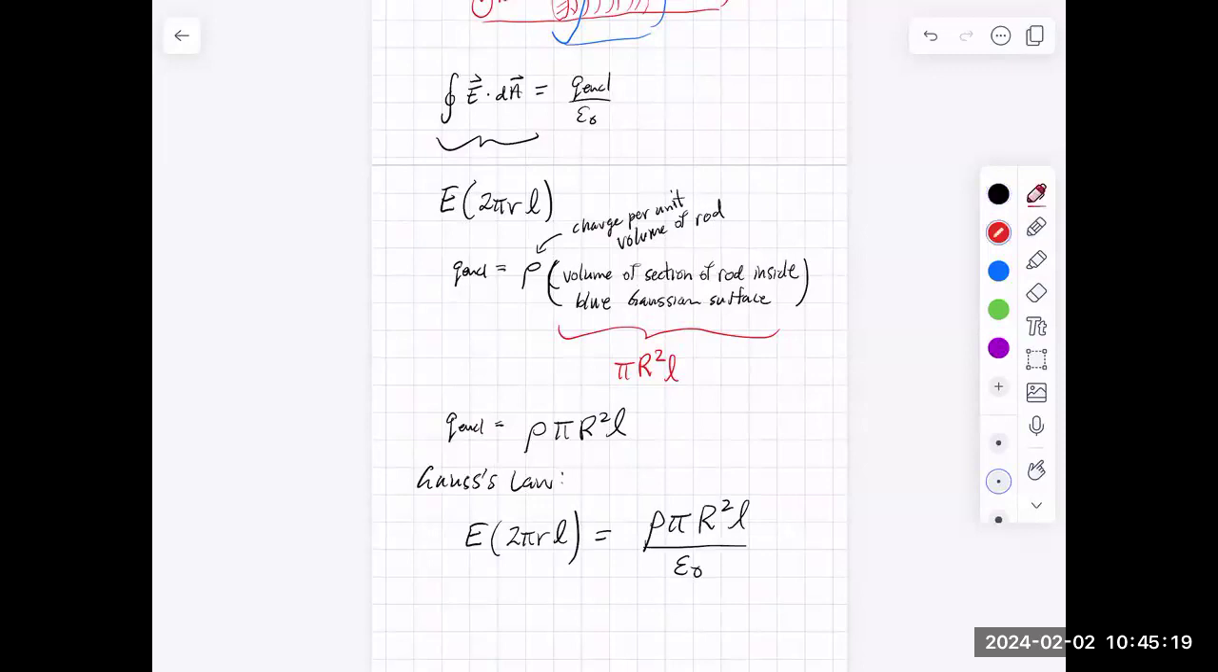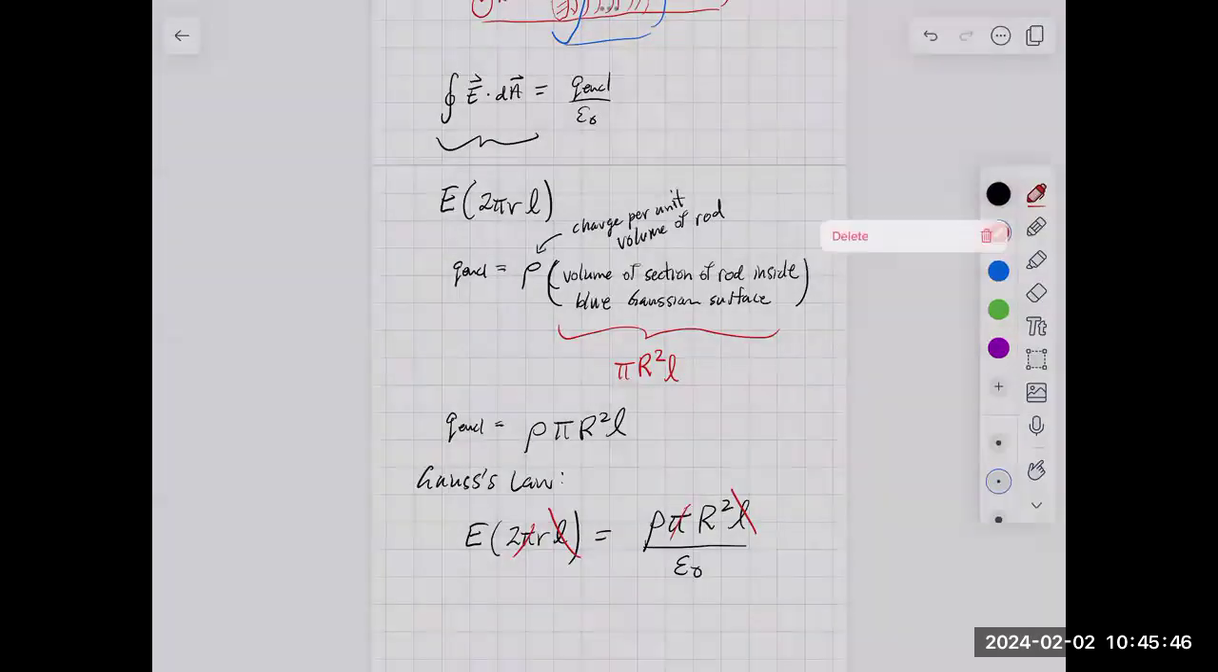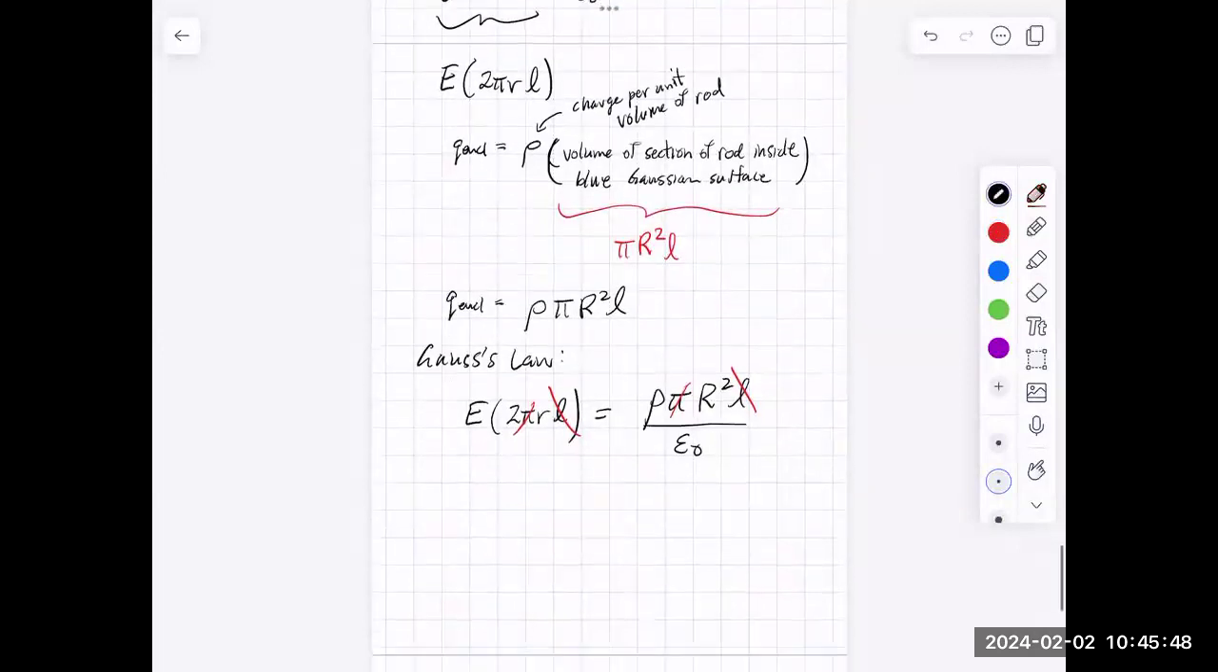All right, and so there's some cancellations. L is on both sides. That's nice because choosing the length of our blue Gaussian surface was arbitrary. I could have chosen a shorter one or a longer one. It wouldn't make any difference because those factors of L are just going to cancel. There's also factors of pi that cancel, and then we could just solve for our electric field.